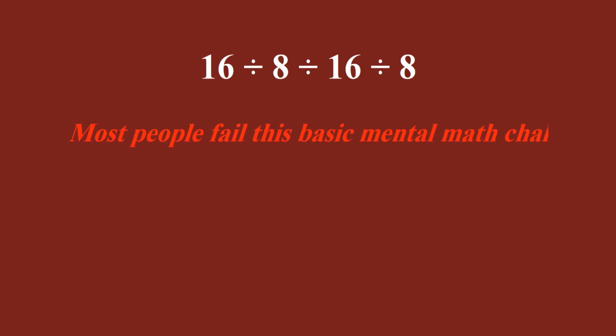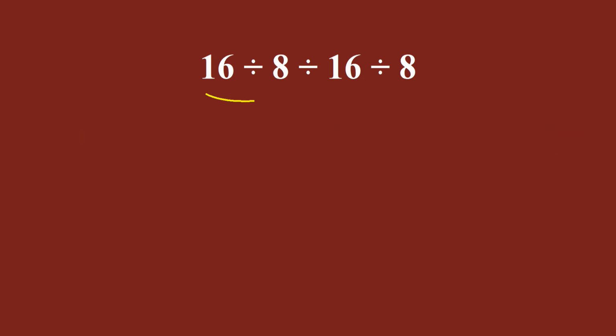In this video, 16 divided by 8 equals 2, and 16 divided by 8 equals 2. Now we have this problem, 2 divided by 2, which equals 1. But this answer is not correct, because according to the order of operations we must do this division, then this division, and at last this division.